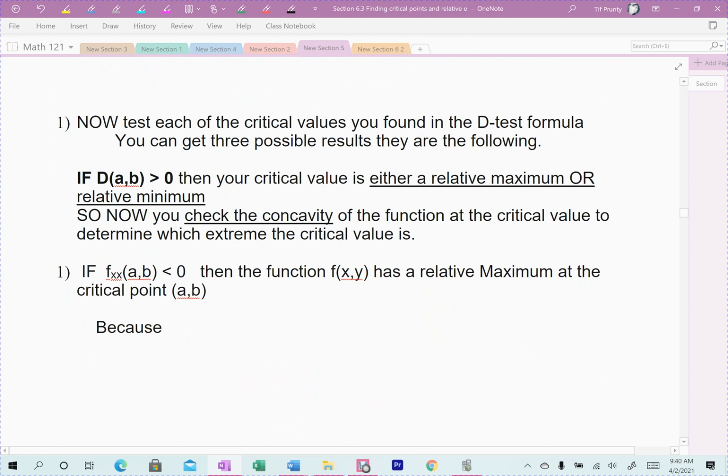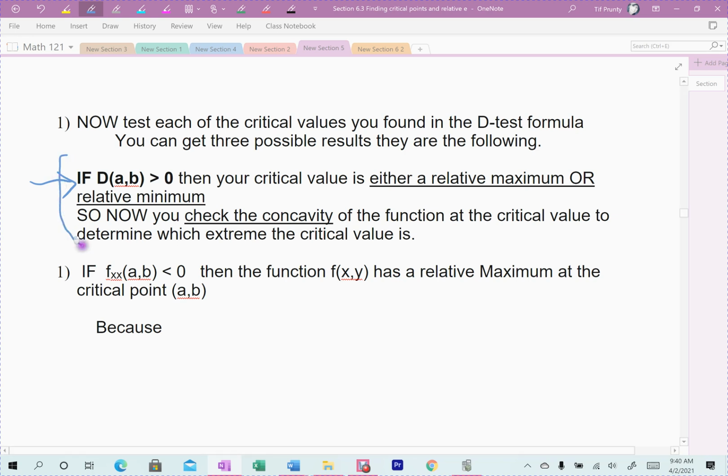To figure out if my critical values are turning points, I plug them into the D formula. So the first thing you do is plug them into that D expression. I take my x value and my y value and plug them into that D formula. If the D formula comes out positive, all that's telling me is that it does turn. I don't know which direction it turns yet, but it's either turning and giving me a maximum or turning and giving me a minimum. Now I have to check which direction it's turning by looking at one of my second derivatives with respect to a variable. And again, you could look at either one. We just stick with the xx to keep it simple.